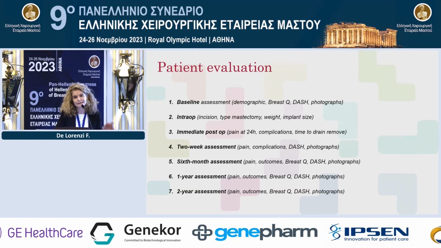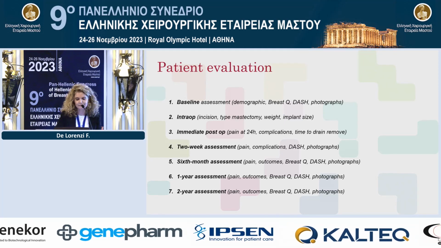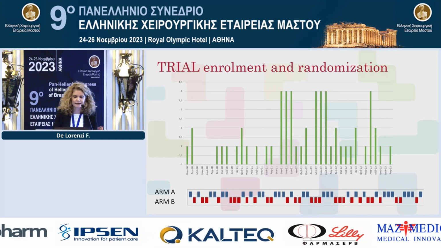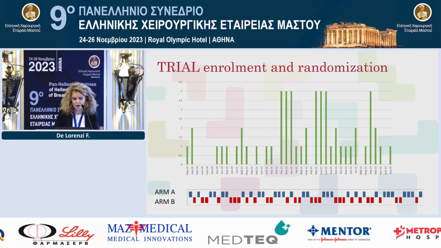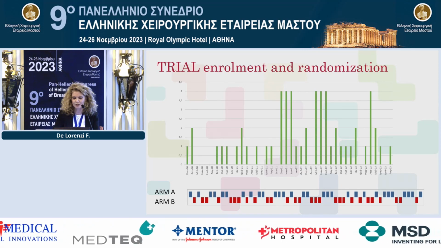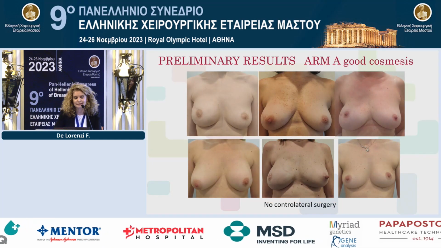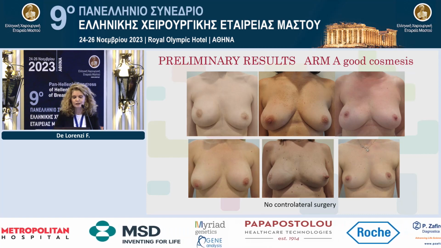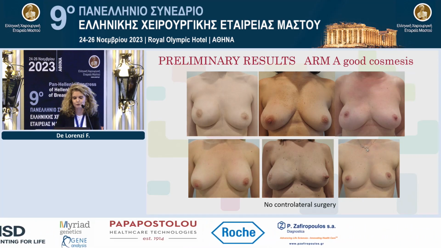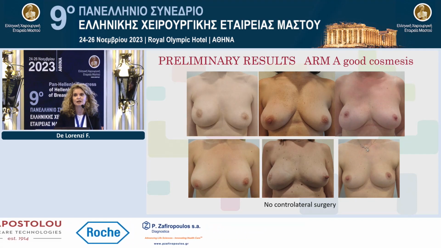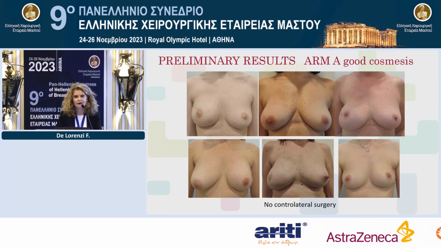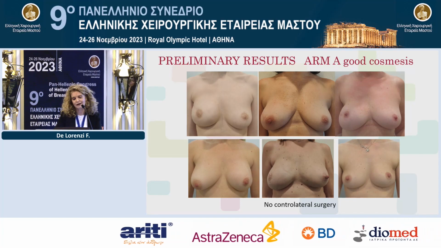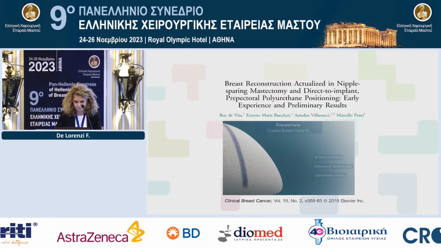Patients were evaluated at baseline, 6 months, 1 year, and 2 years. Enrollment closed last August. We included 29 patients for each arm, and this is the randomization. Preliminary results are really satisfactory. All these patients belong to the AMR, prepectoral reconstruction group. All had unilateral mastectomy and reconstruction with no contralateral surgery on the healthy breast, and we could achieve really natural results with low morbidity.